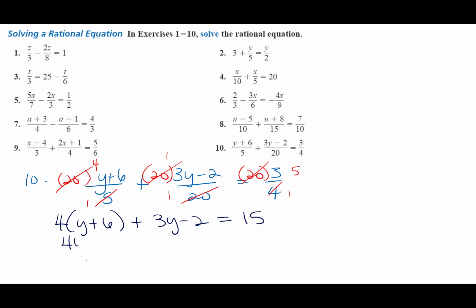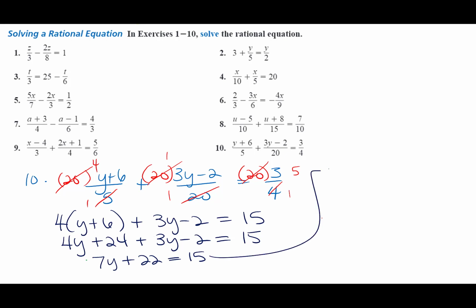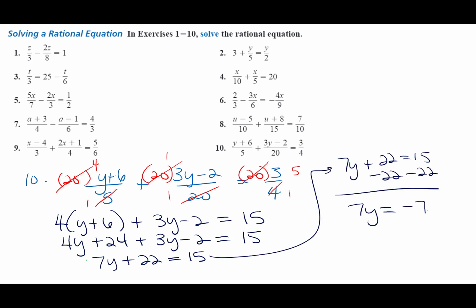Using the distributive property, we get 4y plus 24 plus 3y minus 2 equals 15. Now collect like terms to get 7y plus 22 equals 15. Subtract 22 from both sides. 7y equals negative 7. Divide both sides by 7 to get a final answer of y equals negative 1.